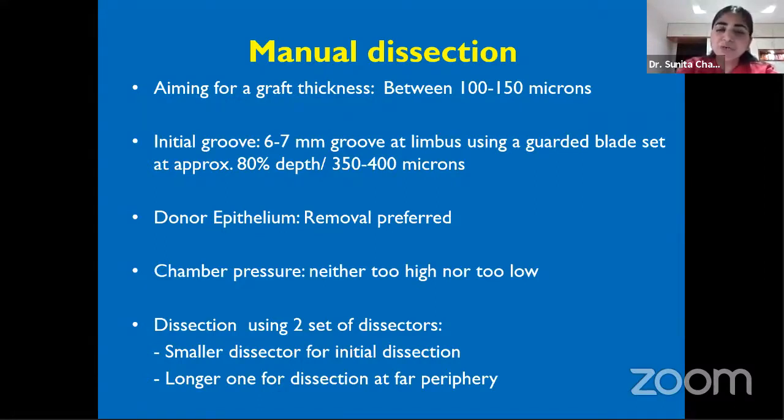The chamber pressure while dissecting the cornea should not be too high and should not be too low, because that can inadvertently lead to difficulties, irregular plane perforations, and so on. Dissection using the two dog dissectors: the initial one, the smaller one, is used for the initial dissection, creating a plane up to the center part of the cornea, and thereafter the longer one is used for dissection far up to the periphery.